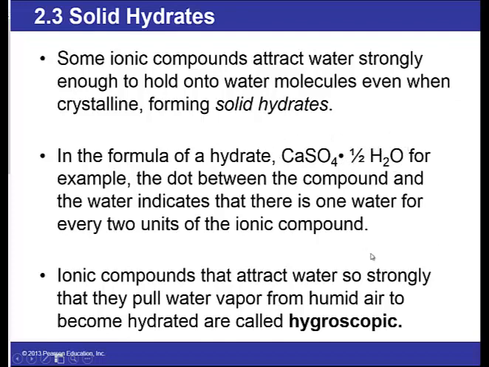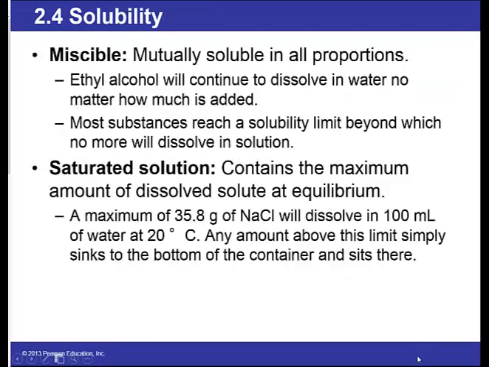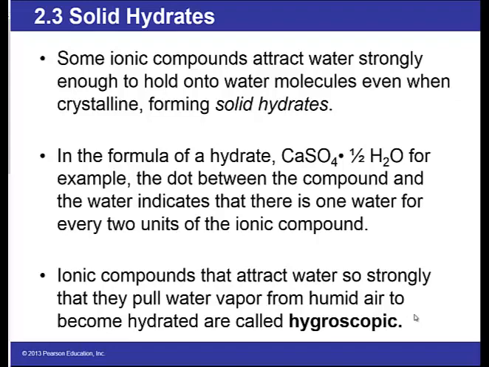So if you have ionic compounds that can really strongly attract water and pull water vapor from humid air to become hydrated in this type of fashion, they're called hygroscopic. So hygroscopic compounds are going to be able to pull water out of the air, and it's going to form into the crystal lattice. So those are solid hydrates.